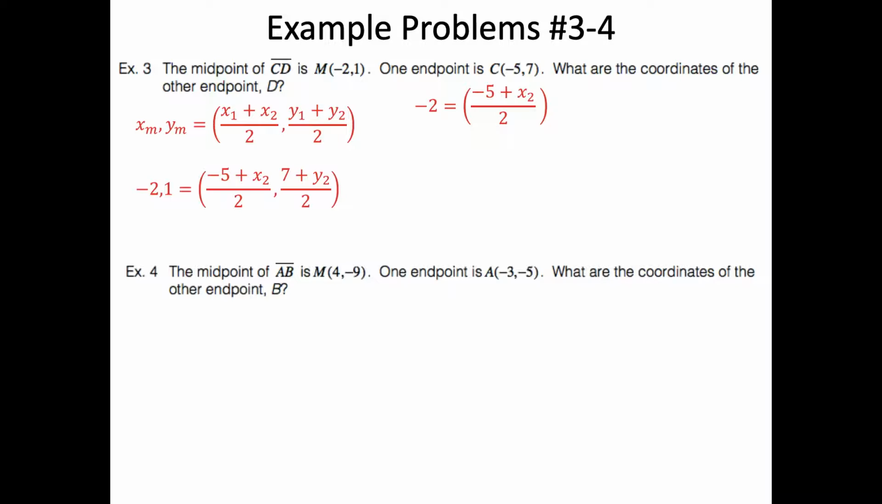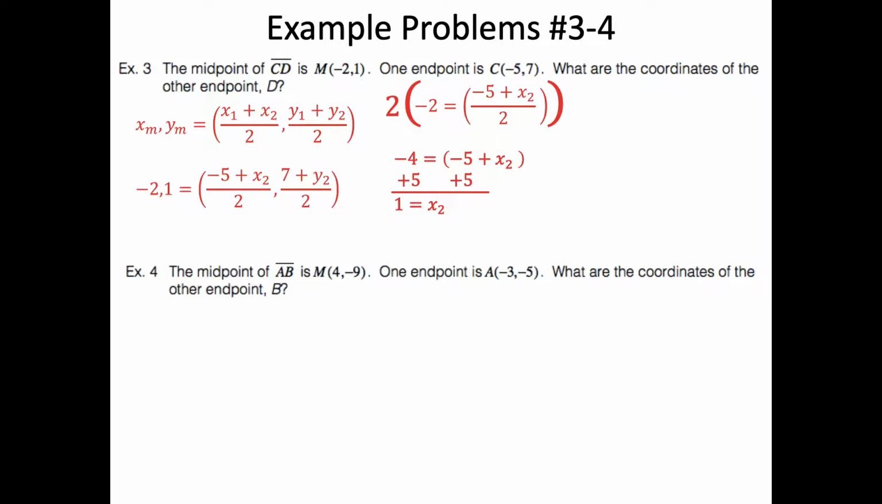Everybody see where I got this? This can be confusing. Just take my equation here, and now my x is this piece, and my y is this piece. Okay, so I take this. I'm dividing the whole thing by 2 over on the right, so I'm going to multiply the whole thing by 2. And when I do, I get 2 times negative 2 is negative 4, and then those 2's cancel, so I've got negative 5 plus x2.